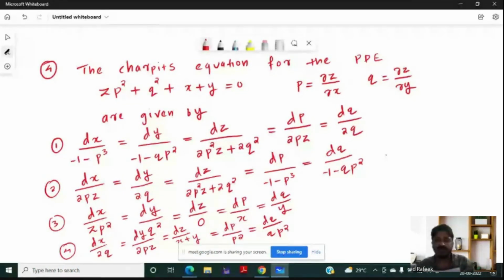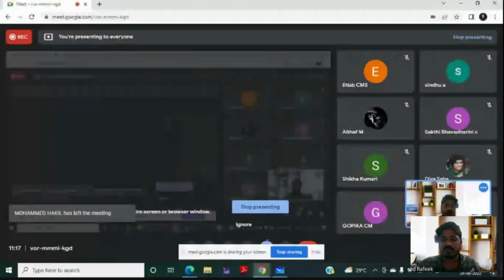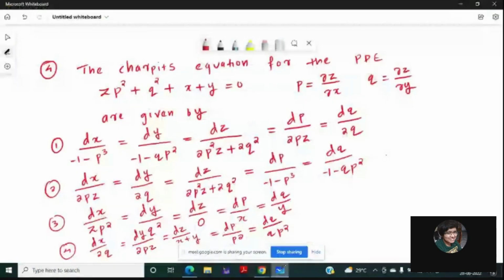The Charpit equation for the PDE z p square plus q square plus x plus y is equal to 0, where p is dou z by dou x, q is dou z by dou y, are given by dx divided by minus 1 minus p cube, dy divided by minus 1 minus q p square, dz by 2p square z plus 2q square, and so on. Like this. Okay, written? Yes, sir.